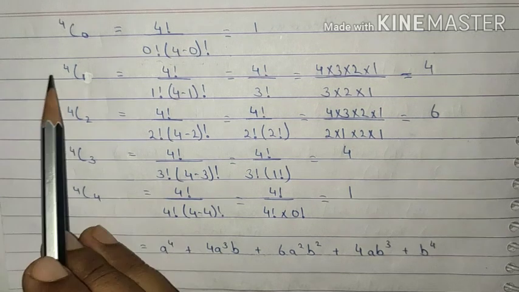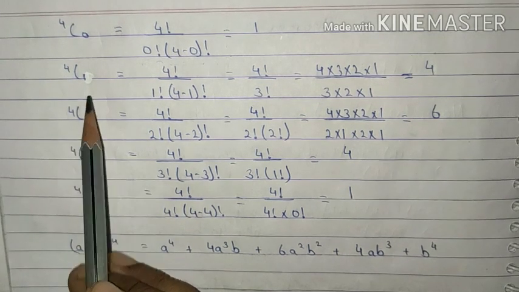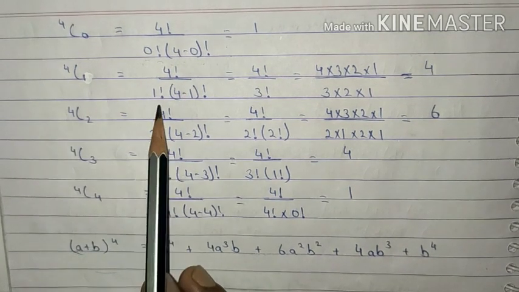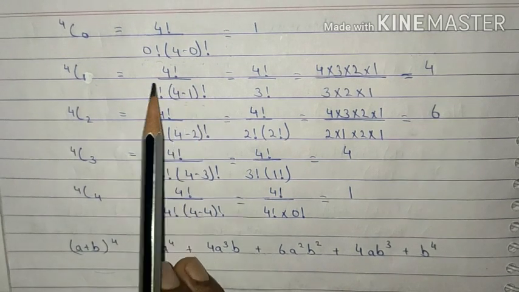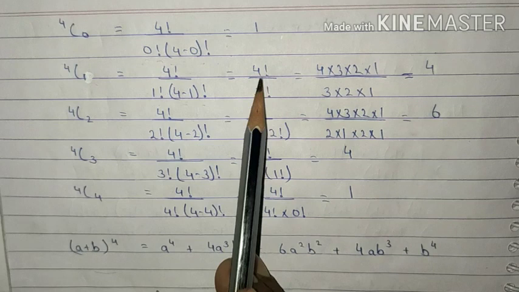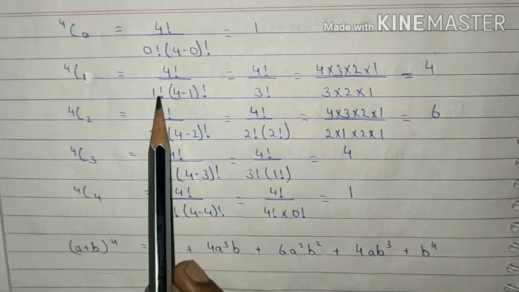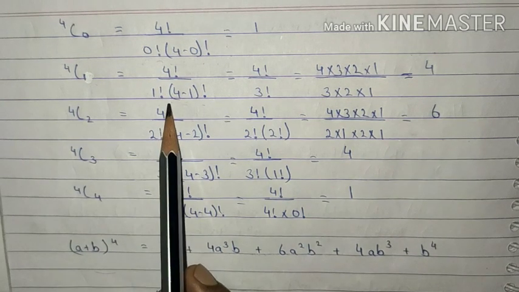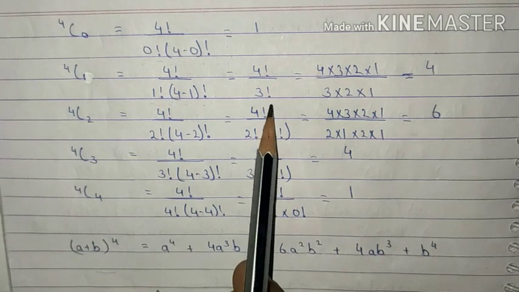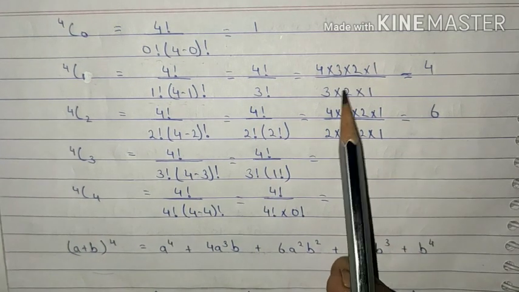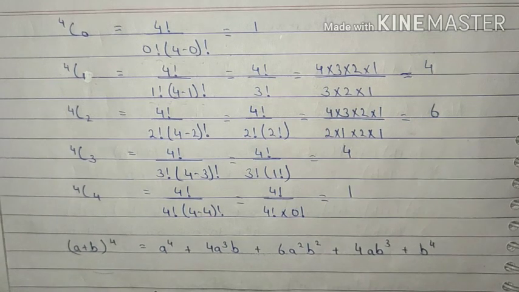In the same way, solving 4C1, we get 4 factorial upon 1 factorial, then (4 minus 1) factorial. Now we can write it as 4 factorial upon 3 factorial. Since the value of 1 factorial is already 1, I have neglected it. So we can write 4 factorial upon 3 factorial. I have written in this manner so that whenever you are getting larger numbers, it may be easier for you people to solve them out.